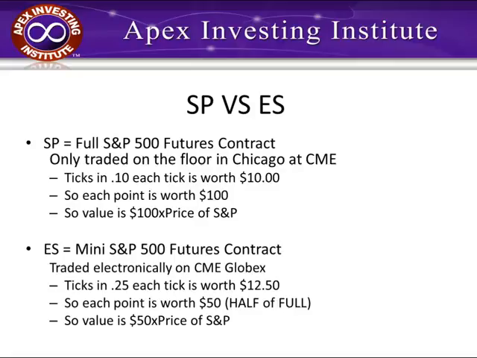Remember, it's worth half the amount, right? So every tick is worth $12.50. We'll keep going. Each $1 move is worth $50 because there are 4 quarters in $1, right? So a 1 point move is worth $50, whereas a 1 point move in the full contract is worth $100. So the value is $50 times the price of the S&P 500. That's actually the value of the total futures contract.